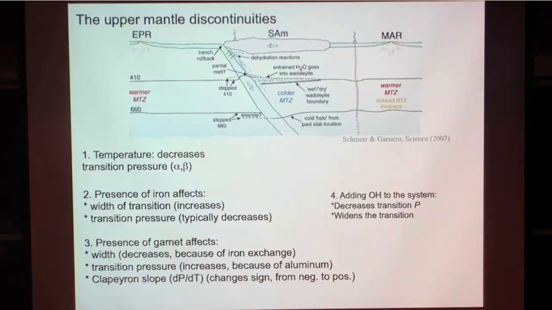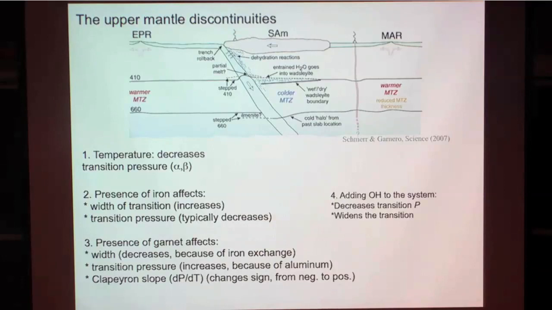Of course, it's always more complicated than this because not every single chemical assemblage has been measured in the laboratory. But one can make some basic general conclusions, and that with temperature, it decreases the transition pressure of olivine and wadsleyite. The presence of iron does affect the width of the transition. It's another component, so it will broaden the transition. And the transition pressure typically decreases, but this is not necessarily observed for every single system in the deep earth. We can make this generality for the olivine system and perhaps the lower pressure phase assemblages.